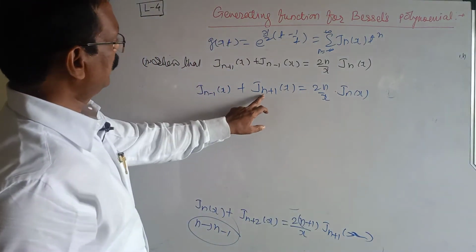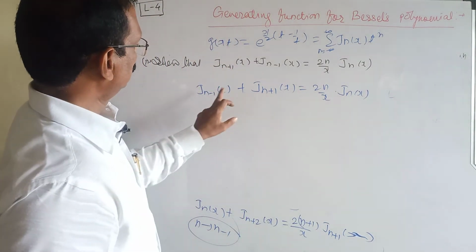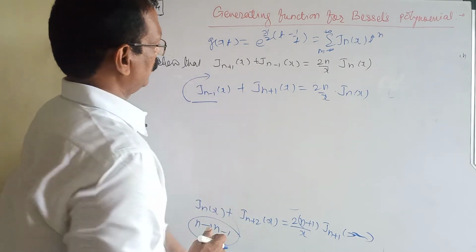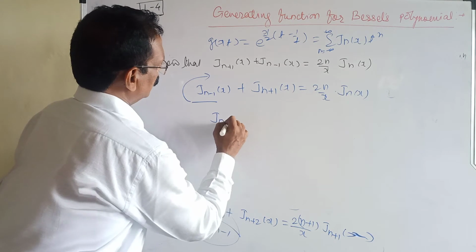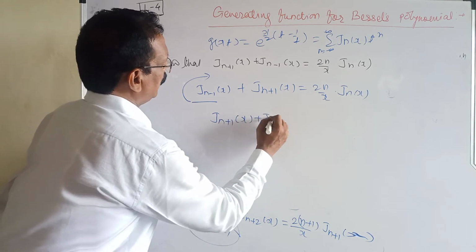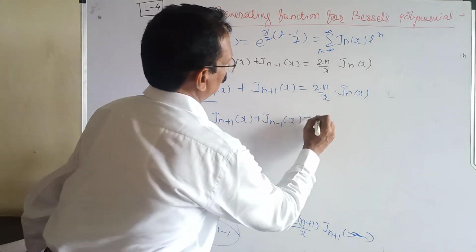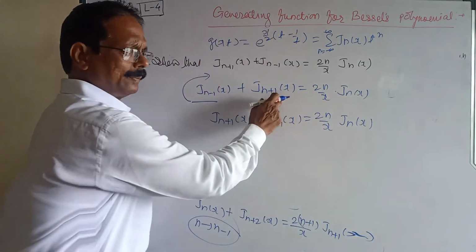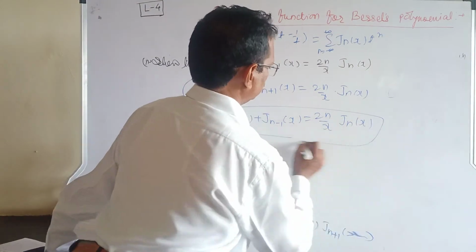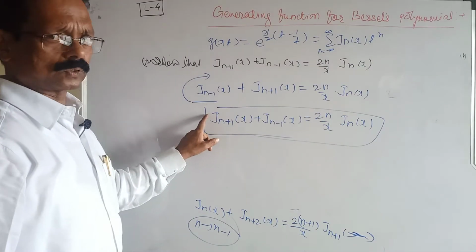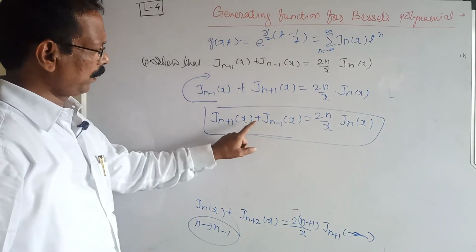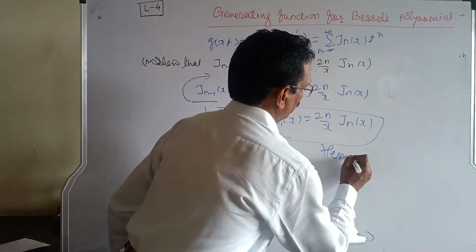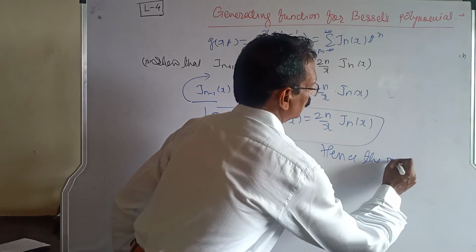So it is n minus 1. Rewrite the equation here. In that way we have to write: J(n+1)(x) plus J(n-1)(x) is equal to 2n by x into Jn(x). This step is the same, but we have to show it in this pattern. So we write in that order, we have to write the answer here. So here's the proof.